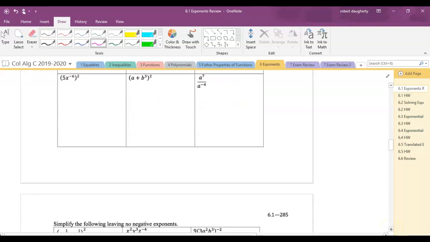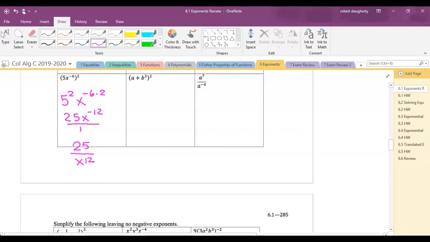And the next one, things are being squared. So this is 5 squared x to the negative 6 times 2. So that's 25x to the negative 12th. I don't want a negative exponent. It looks like I've got a negative exponent in the top of a fraction. That will become a positive exponent by simply moving it to the bottom of the fraction.